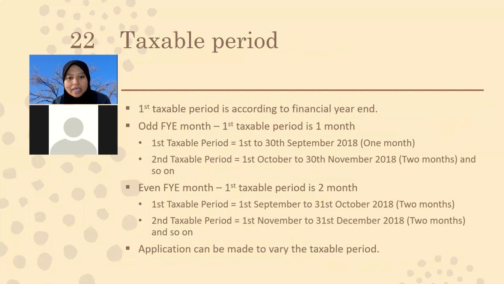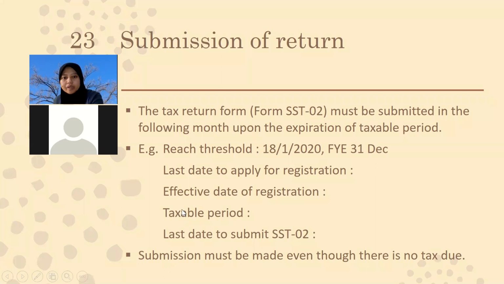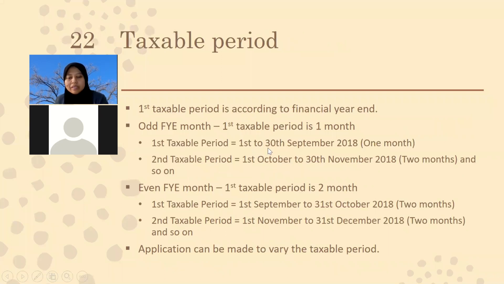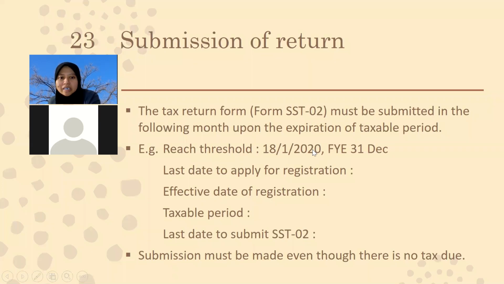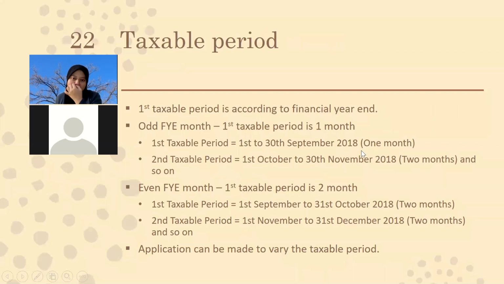Okay, so let's say the taxable period is 1st September to 30th September. So it says here, following month upon the expiration of taxable period. So taxable period expires in September. That means it has to be submitted the next month in October.